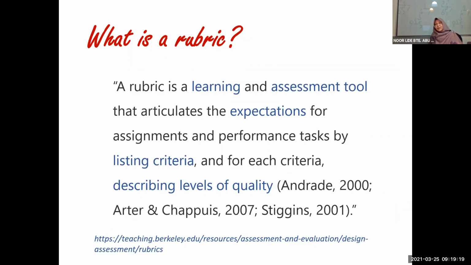So I think this definition is quite a good definition. It's a learning tool, not just an assessment tool. It articulates expectations. So what are your expectations of the product, of the processes that the students are going to go through, as part of the learning process or as part of the assessment of what they have learned? So it is a learning and assessment tool that articulates the expectations for an assignment or any task that we give by listing criteria. That means we give the criteria on how they will be assessed. And for each criterion, there is a description of levels of quality. So for me, this definition actually captures the elements of a rubric.